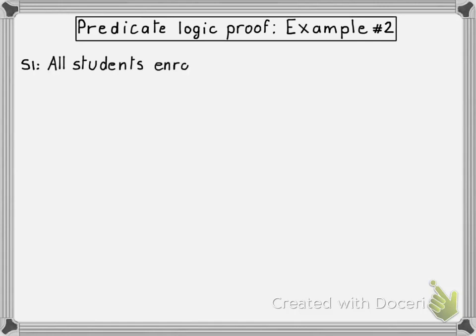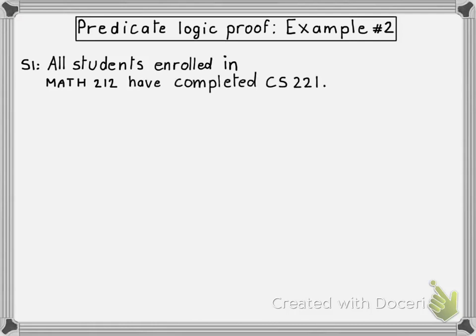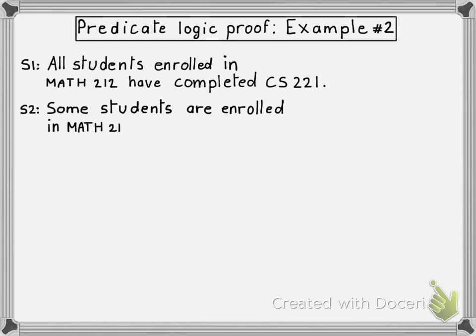The first sentence S1 in this argument states that all students enrolled in Math 212 have completed CS 221. The second sentence S2 states that some students are enrolled in Math 212. And the third and last sentence states that Abigail has completed Computer Science 221. So this is an argument with three sentences, S3 being the conclusion and S1 and S2 being the premises.